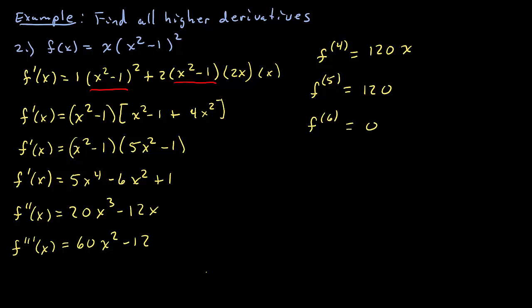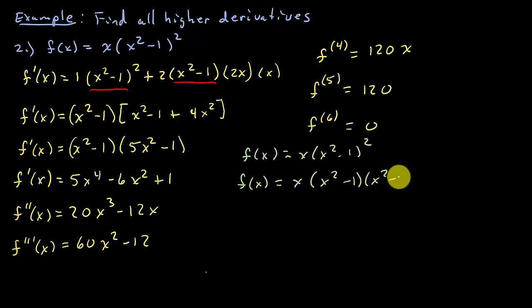All right, so what I want you to see here, and I'm not going to work the problem all the way out, I'm just going to go ahead and set it up, and then you can take the derivative pretty easy after that. So f of x equals x times x squared minus 1 squared. So one thing we could have done first is we could have gone ahead and multiplied all this out first.